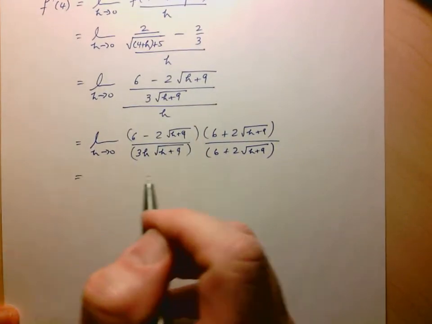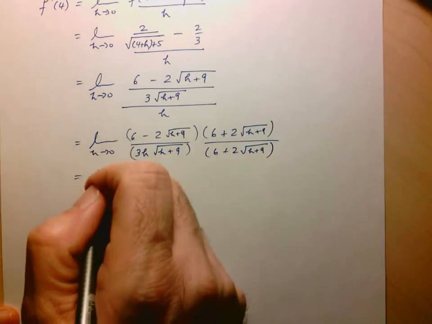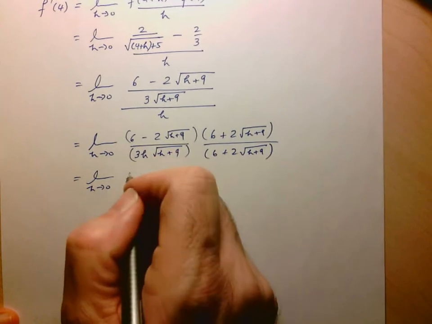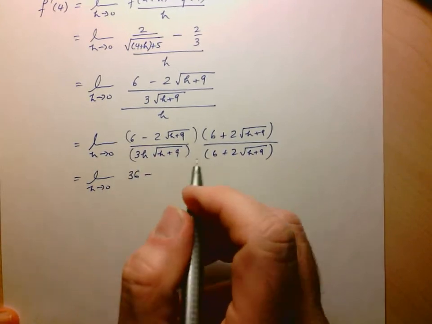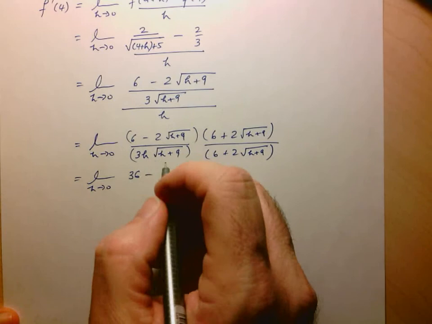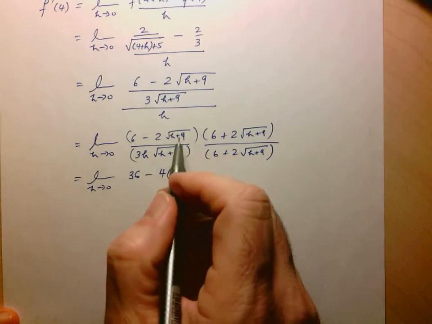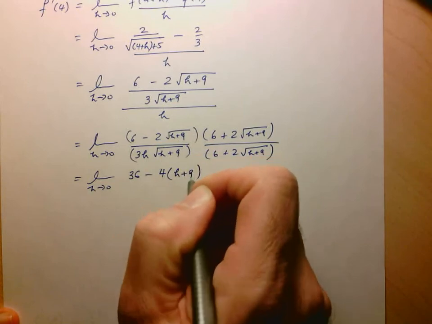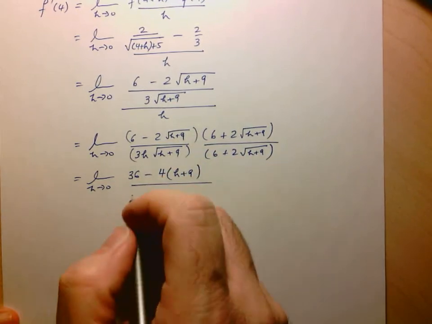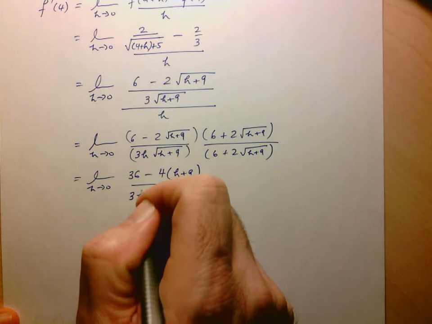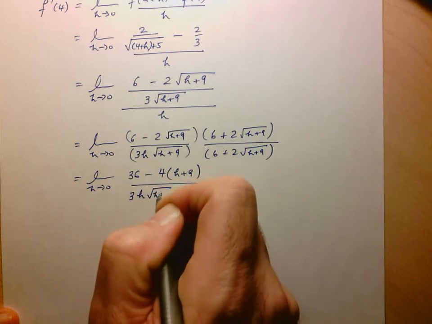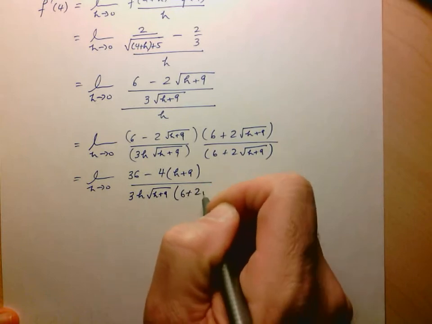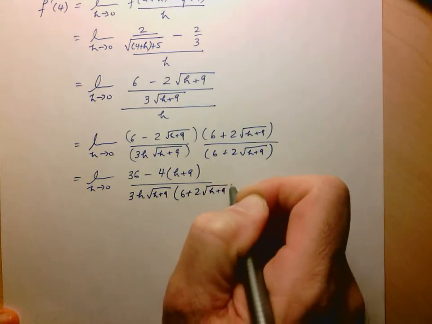So now let's go ahead, and this gives us what we want, which is to get rid of the square root. So this becomes 36 minus, and this is going to be 2 times 2 is 4, and the square root of h plus 9 squared is just going to be h plus 9. And in the denominator, we've got this big thing here, 3h times the square root of h plus 9, times 6 plus 2 times the square root of h plus 9.